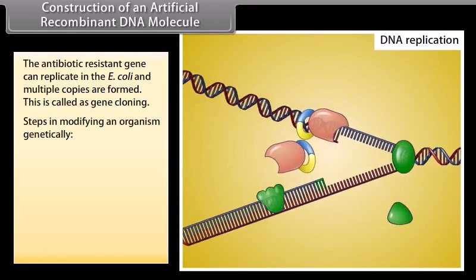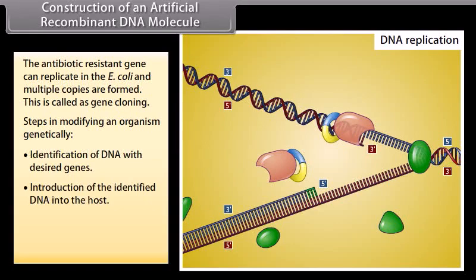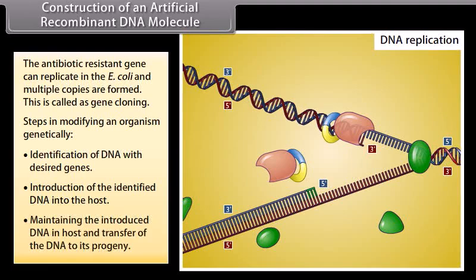Steps in modifying an organism genetically. Identification of DNA with desired genes, introduction of the identified DNA into the host, maintaining the introduced DNA in host and transferring the DNA to its progeny. Tools of recombinant DNA technology. Restriction enzymes.